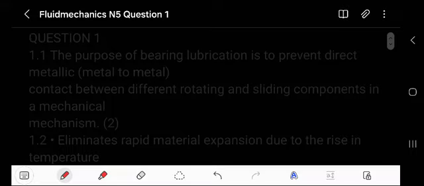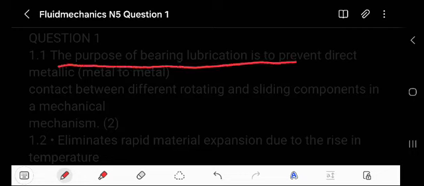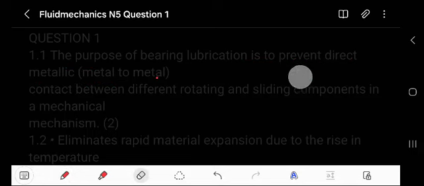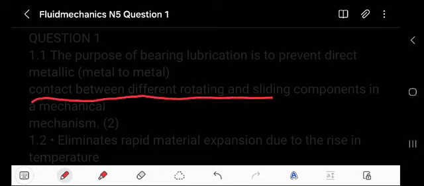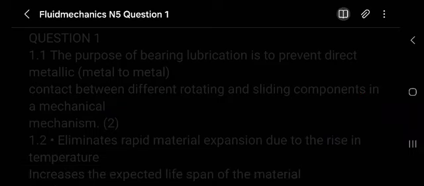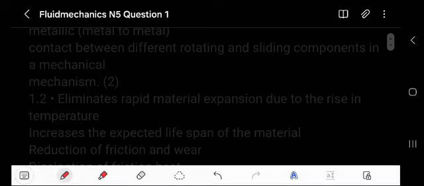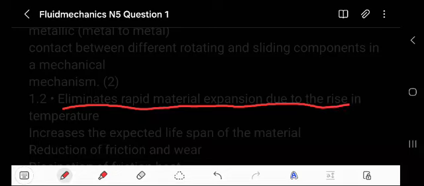Some can say for 1.1, the purpose of the bearing lubrication is to prevent direct metal to metal contact between different rotating and sliding components. That is what I've said to you. For 1.2 again, you can say eliminate rapid material expansion due to rising temperature, which is fine.